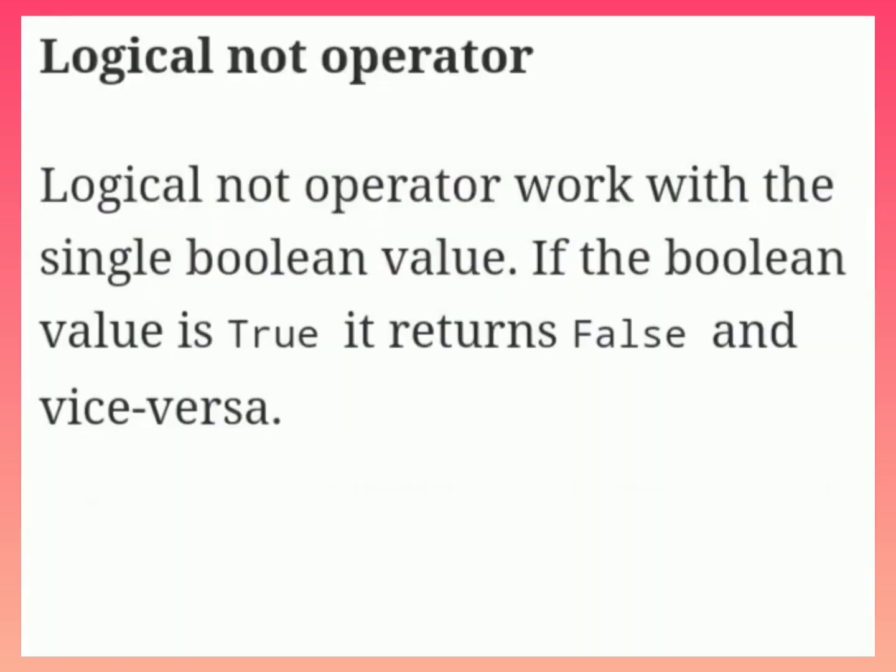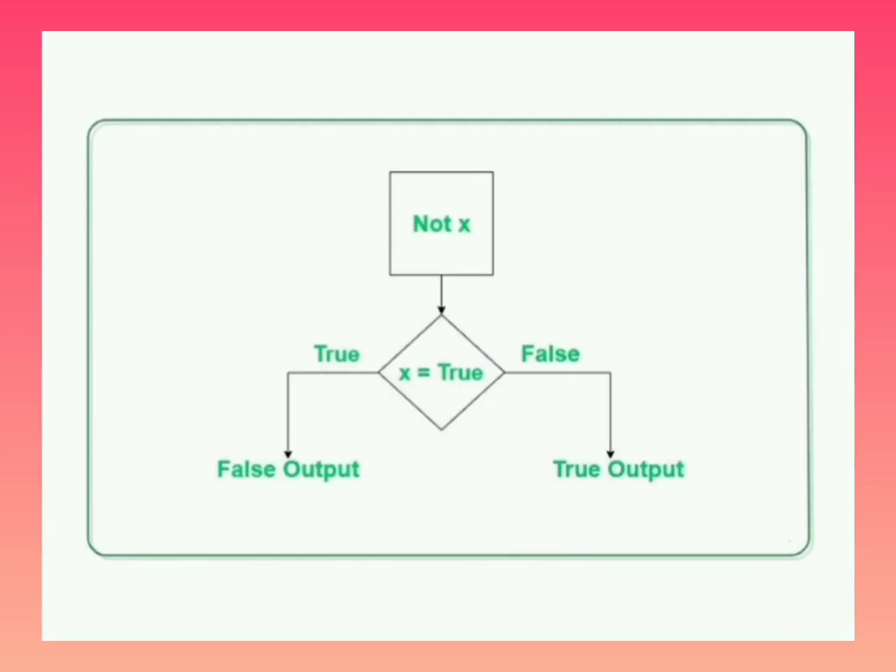Logical NOT operator. Logical NOT works with a single Boolean value. If the Boolean value is true, it returns false, and vice versa. Not of x: if x is equal to true, it returns false as an output, and if x is equal to false, it returns true as an output.